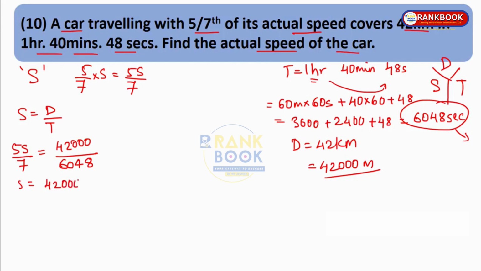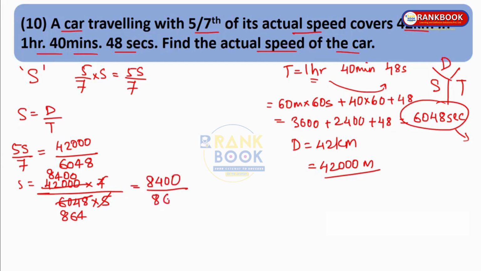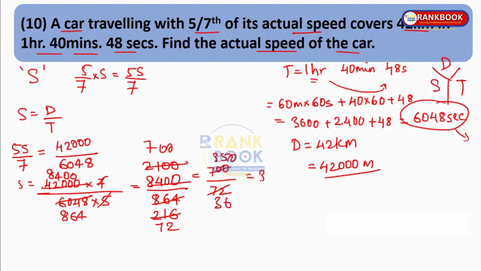We get 42,000 over here multiplied by 7 divided by 6048 into 5. 5 8s are 40, 5 4s are 20, 0 0, 7 8s are 56, 7 6s are 42, 28... What do we get? 8400 upon 864. Let's divide by 4. 4 2s are 8, 4 1s are 4, 4 6s are 24, 4 2s are 8, 4 1s are 4, 0 0. Now here this can be divided by 3. 3 7s are 21, 3 2s are 6, 3 700. We have 700 by 72. This can be divided by 2. We can get 36. We get 350. So we have 350 upon 36 meters per second.